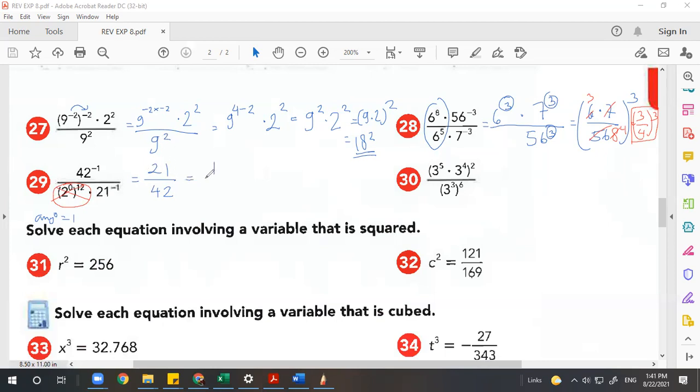So you can cross it down, 1 over 2, right? 21 over 42 is half. 21 is half of 42. 42 is twice of 21. Get it, Stacy? Yeah. Okay, now number 30.